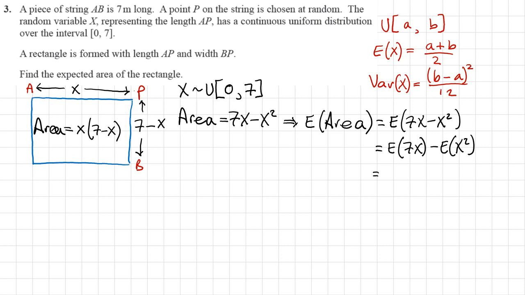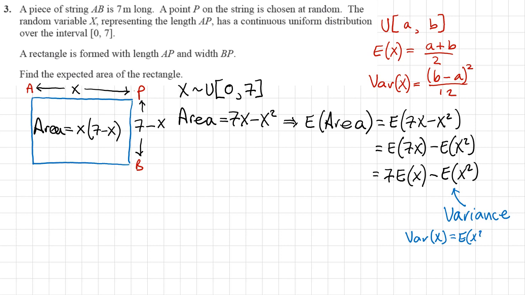The 7 from the 7x is basically 7 lots of the expected value of x, and then minus E of x squared. Now E of x squared we can't calculate directly, but it's going to appear in the variance formula, because remember that the variance of x is equal to E of x squared minus the mean squared. So we can use that to get this E of x squared part. So we're going to start with the E of x part, 7 lots of E of x. So let's do that over here.